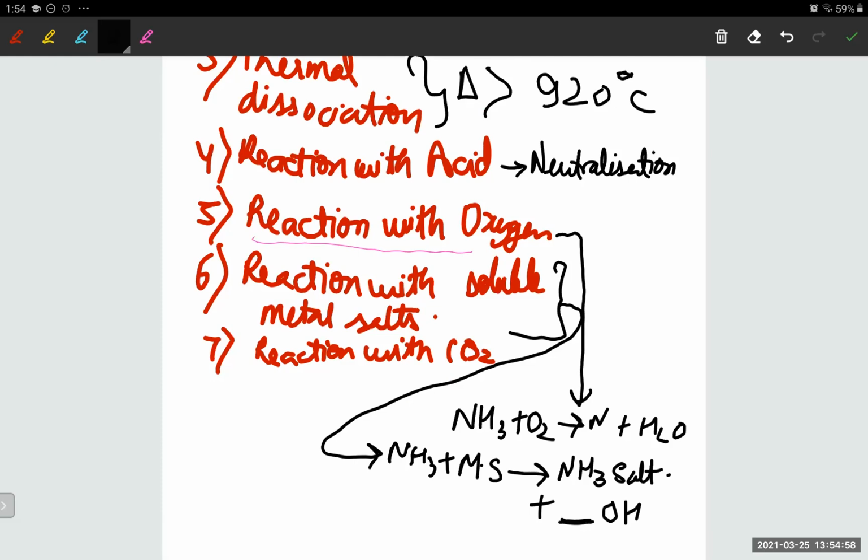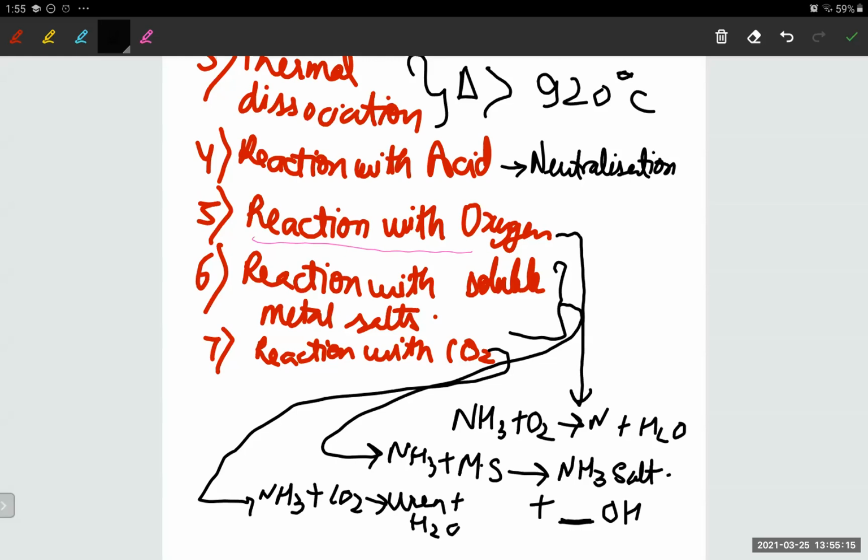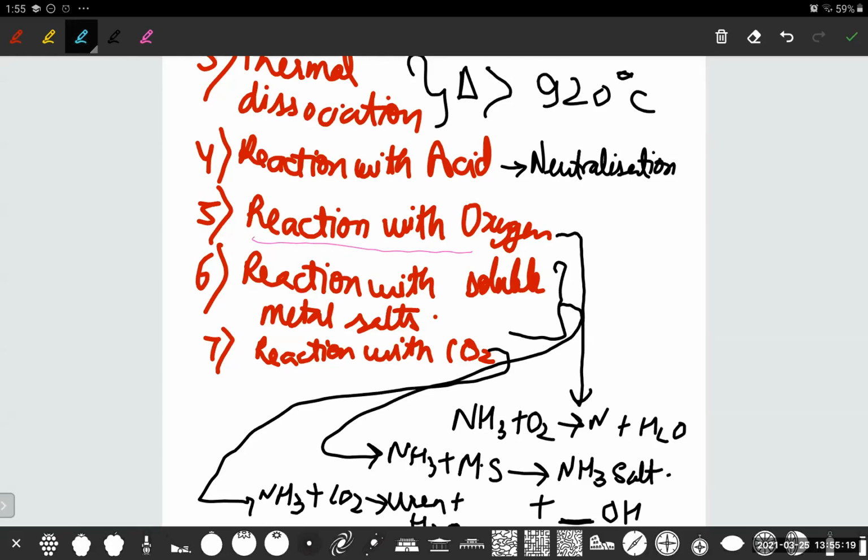Next, we'll talk about reaction with carbon dioxide. What will be the reaction with carbon dioxide? NH3 will react with carbon dioxide to give us what? To give us urea. This is a very important thing. And you have to mug up the formula of urea because it's very difficult for some students.